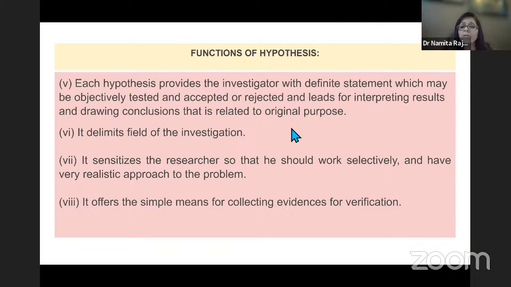Each hypothesis provides the investigator with a definite statement. So you cannot have one hypothesis for many statements. Each statement will have one testable hypothesis. For a definite statement, one hypothesis separately is required. So each hypothesis provides the investigator with a definite statement which may be objectively tested and accepted or rejected, and leads to interpreting the results and drawing the conclusions that are related to the original purpose. So keep this in mind, that for each statement you want to prove, you will have a separate hypothesis.